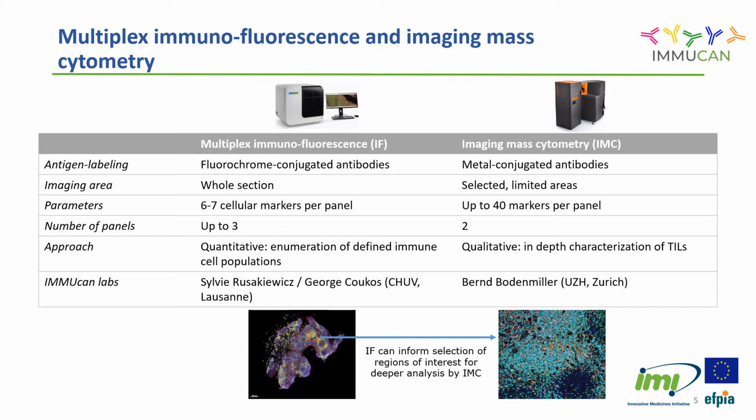Immuno-fluorescence allows us to image the entire section with 6 to 7 markers per panel, and we have up to 3 panels. On the other hand, the imaging mass cytometer is a more low throughput method, so we can only analyze selected areas, but we can do so with 40 markers in parallel. So the IF is more quantitative in nature, the IMC more qualitative, and we believe that combining these 2 methods is really the key to success. One of the questions we are faced with is how to choose regions of interest for the IMC, as this will clearly have a bias in terms of data acquisition.